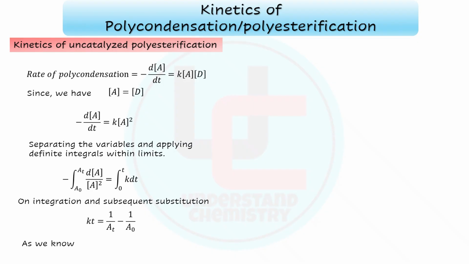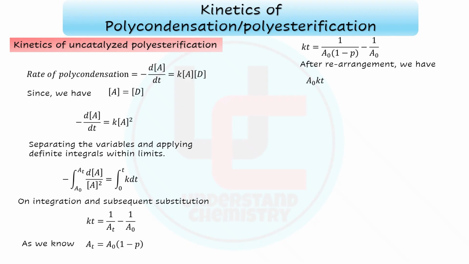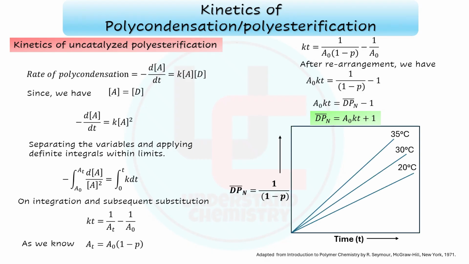Now we substitute At is equal to A naught into 1 minus P in our equation. Rearrangement gives A naught Kt is equal to 1 over 1 minus P minus 1. Since the degree of polymerization DPn is defined as DPn is equal to 1 over 1 minus P, we can write the last expression as DPn is equal to A naught Kt plus 1. This equation helps us to understand how polymer growth progresses over time.